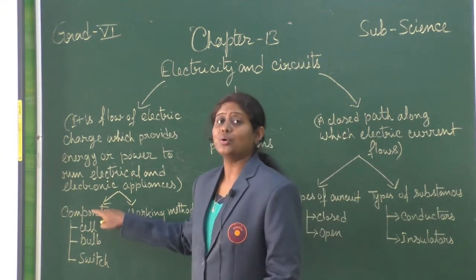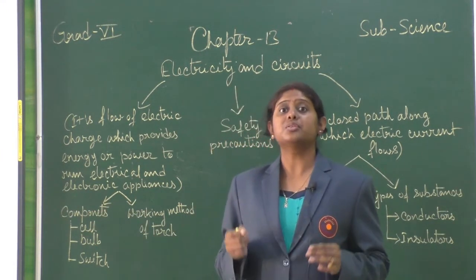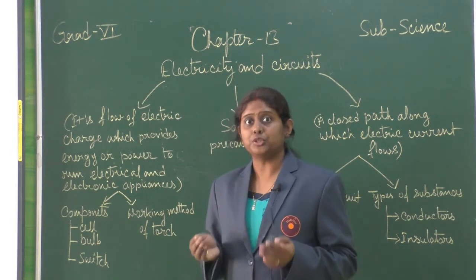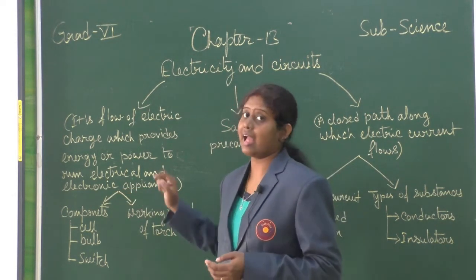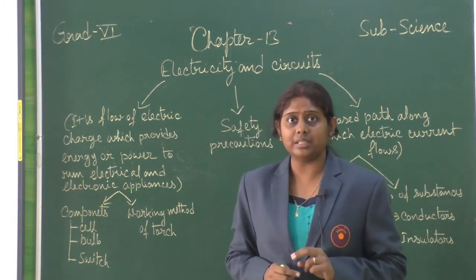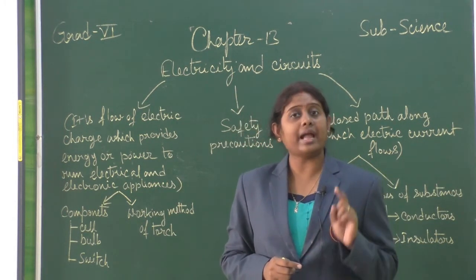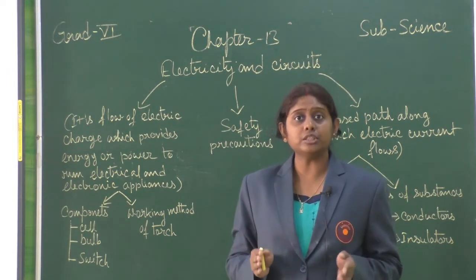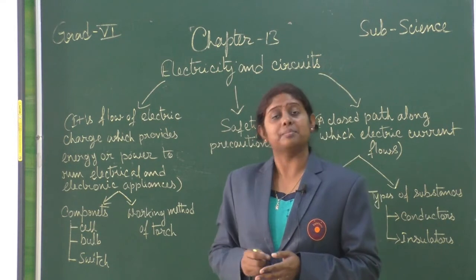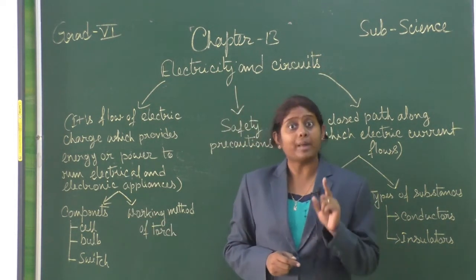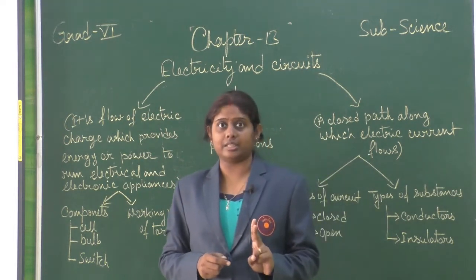A cell is an electronic device which is used as the source of electricity to run the electronic appliances. Cells have two terminals, one positive terminal and another negative terminal, and a combination of cells is known as a battery. There are two types of cells, primary cell and secondary cell.